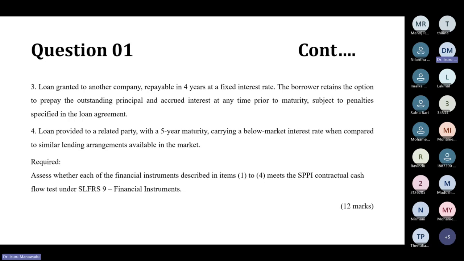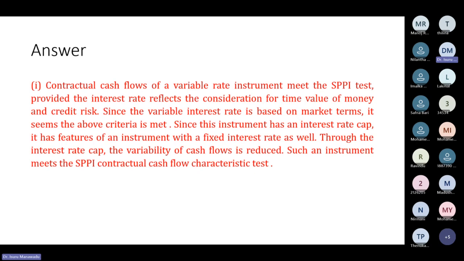Now, purely the application of the standard. Now you have seen the examples. Right. So this is the answer to the first one. Just have a look now. Already we have discussed it. First one: the contractual cash flows of the variable rate instrument meet the SPPI test. Variable rate: in the first case, they have given a variable interest rate. The interest rate reflects the consideration for the time value of money and credit risk.